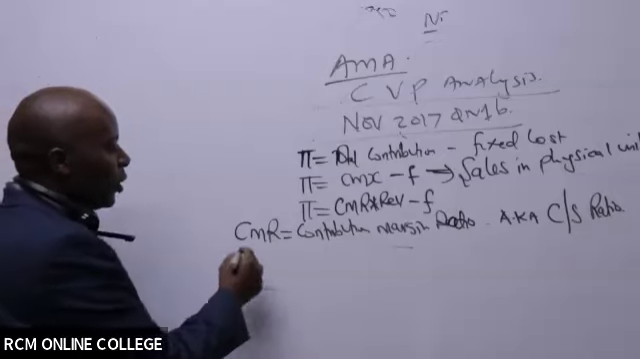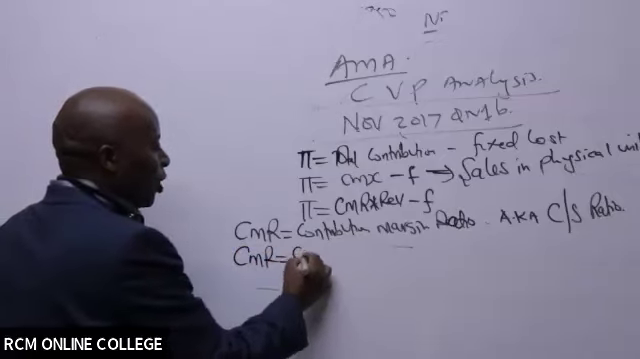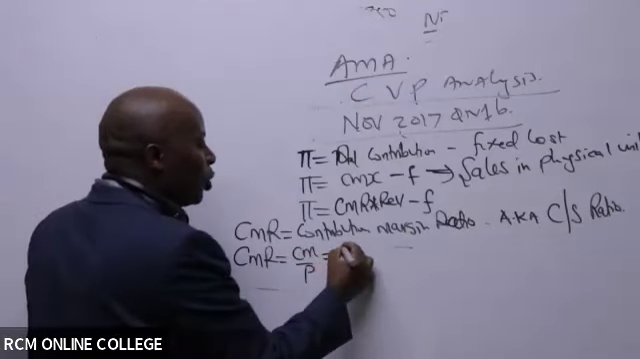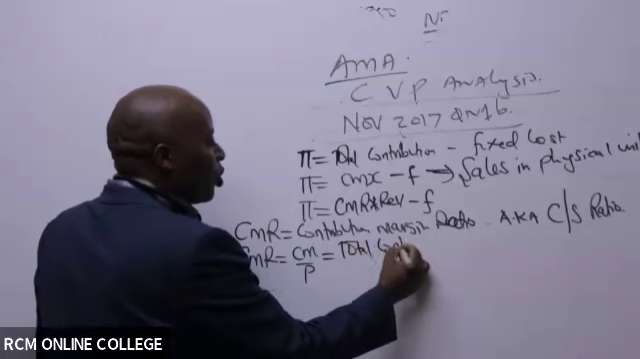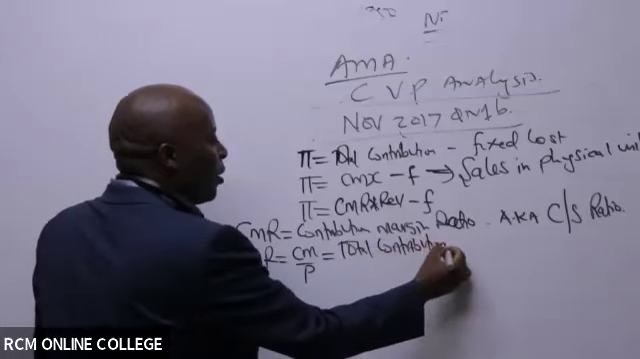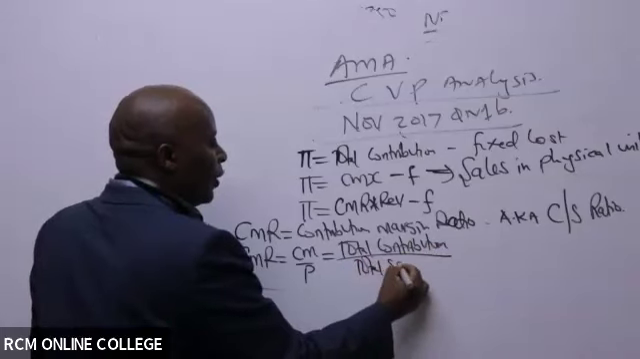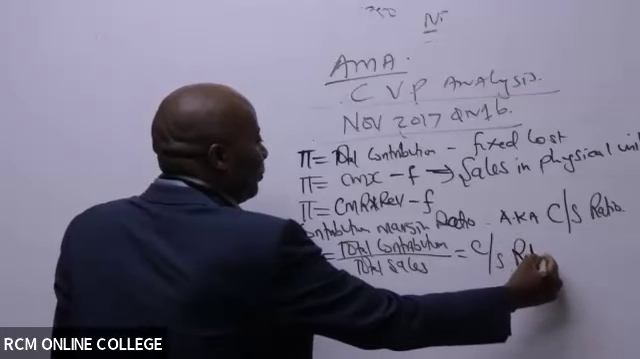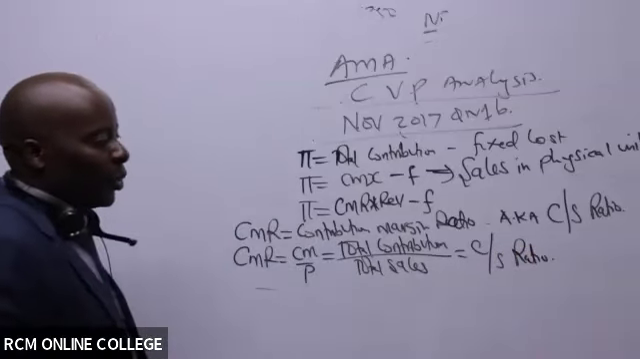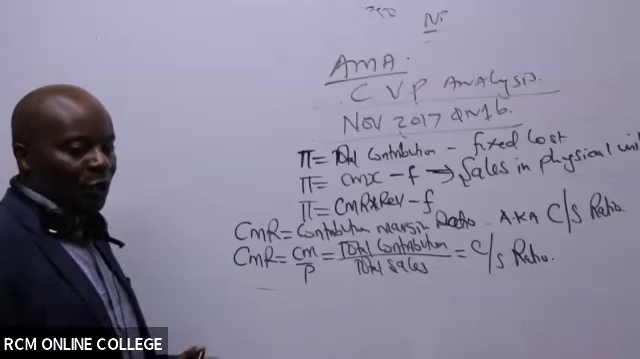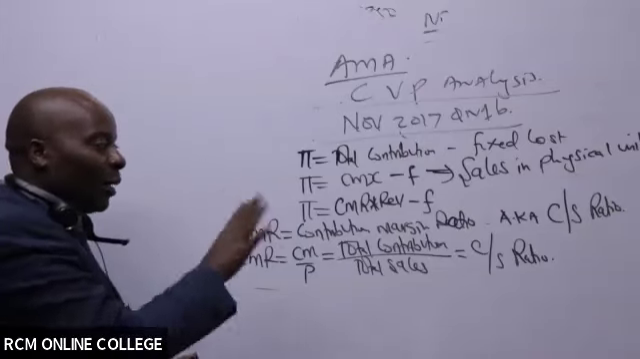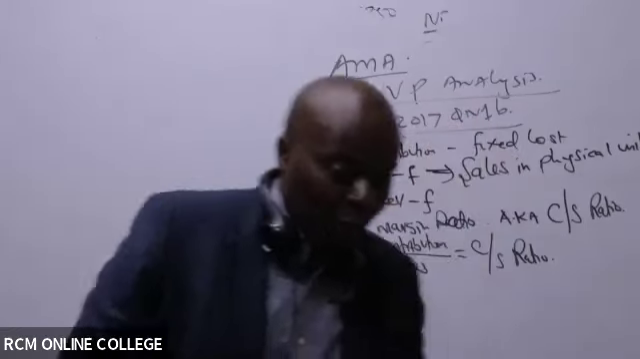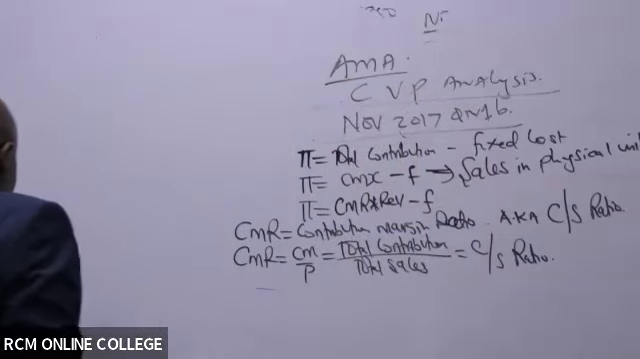So in short, to get this contribution margin ratio, we take contribution margin over price, or total contribution over total sales, and that's the reason we are talking about the CS ratio. So this, before we talk about break-even analysis, is a very, very important aspect of our CVP analysis that you must always know.